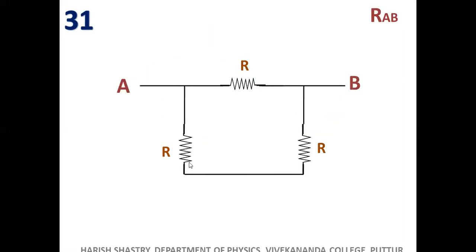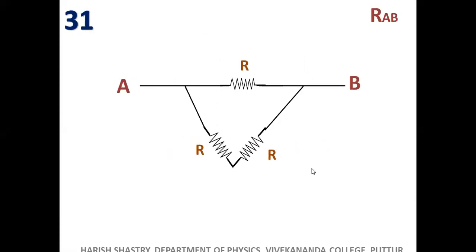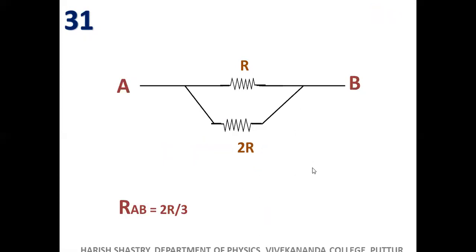Now what is the resultant? R plus R, 2R, parallel R. 2R parallel R, what is the answer? This R plus R is replaced as 2R. 2R parallel R is 2R by 3. We are very famous in that. We are very good experts in finding the equivalent of 2R and R. 2R into R divided by 2R plus R, that is 2R by 3.